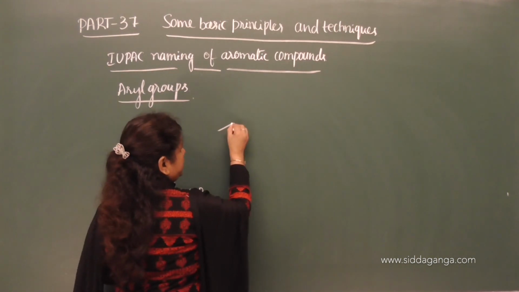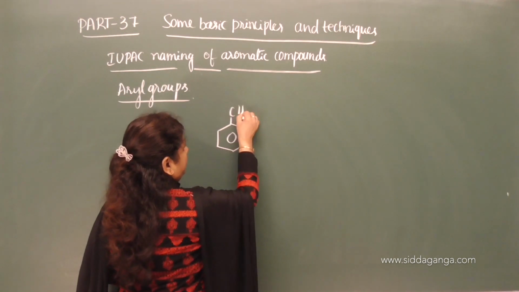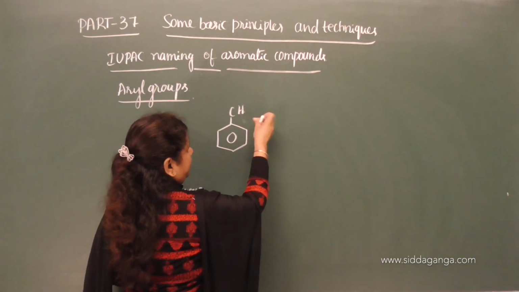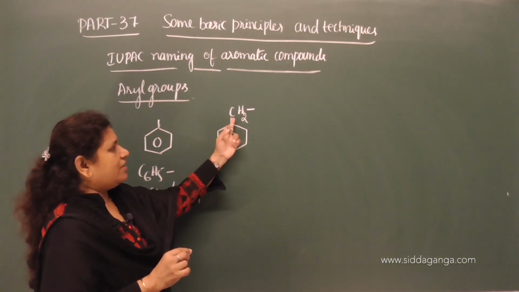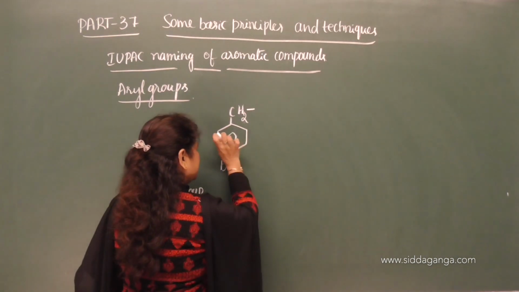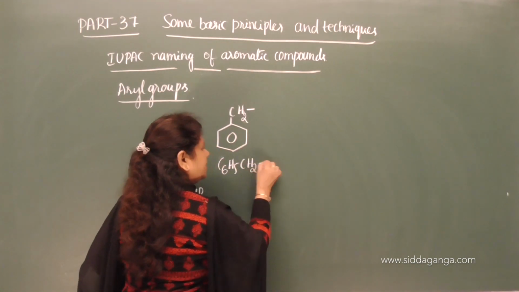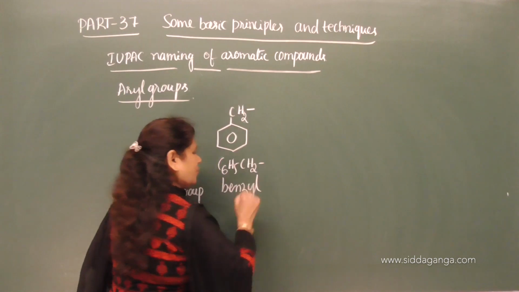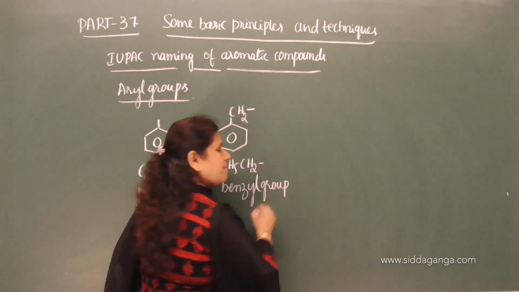Now, you know this is toluene. In the last class I had given toluene, correct? Now, you remove one hydrogen from the methyl group of toluene, out of 3. You will get one vacant bond on this carbon. Then the group becomes C6H5CH2. Now, this group is called the benzyl group. What is the name of the group? Benzyl group.